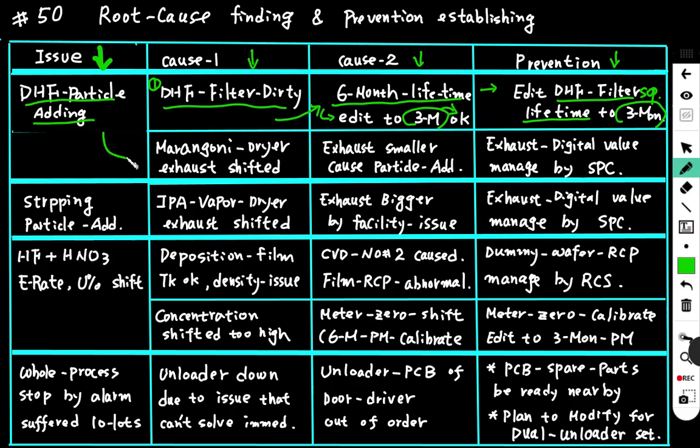The particle adding, we found root cause item 2: the wet bench Mahagoni dryer exhaust pressure shift. The root cause 2 of the pressure shift is that the exhaust became smaller, causing particle adding.